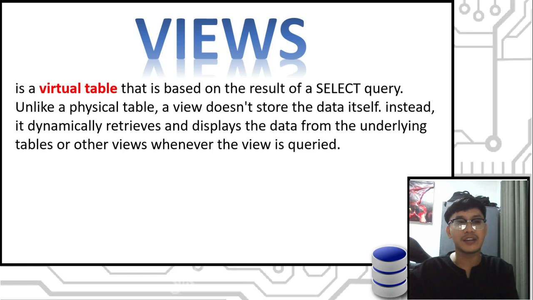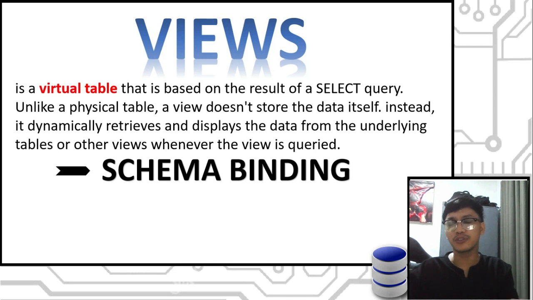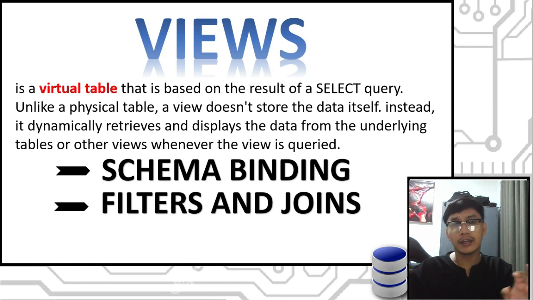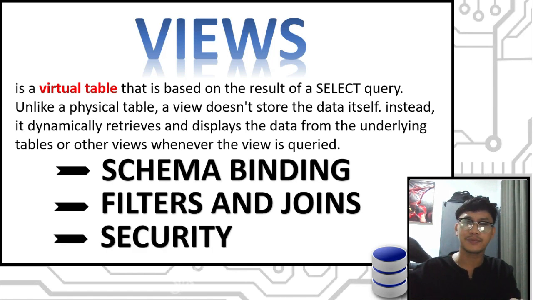Views provide a way to present a subset of data, or to simplify complex queries. Views can be schema bound, which means they are bound to the structures of the underlying tables. This helps ensure data consistency. Views can include filters, conditions, and joins, allowing for the creation of more complex and customized data sets. And access to a view can be controlled independently of the underlying tables, allowing for fine-grained security permissions. Now, without further ado, let's proceed to the demonstrations for further understanding.